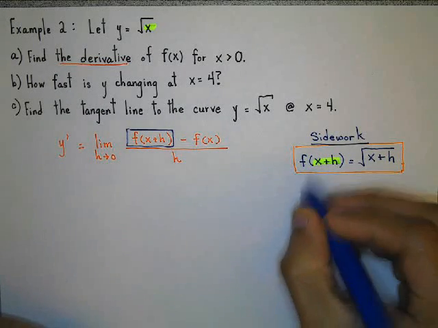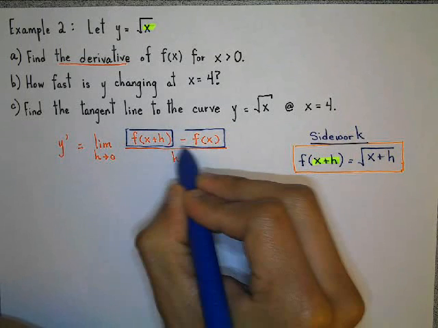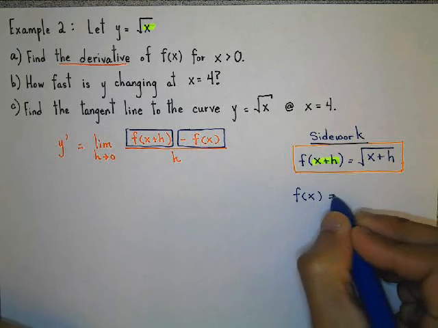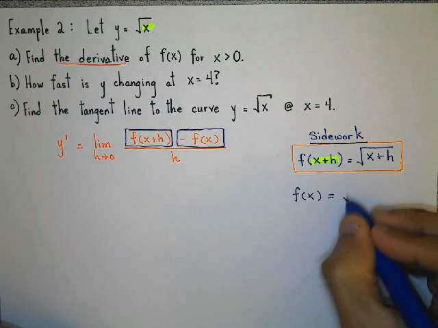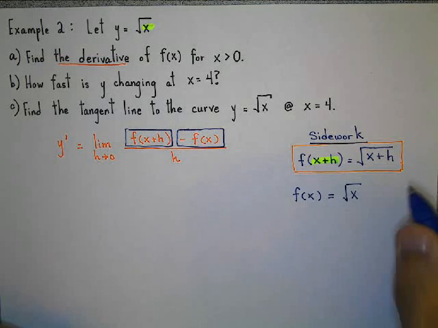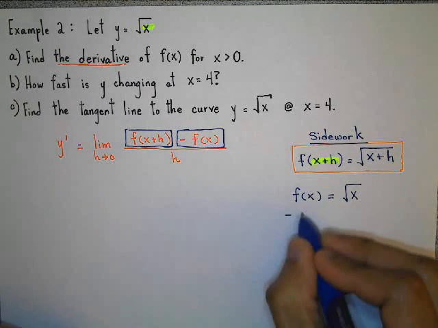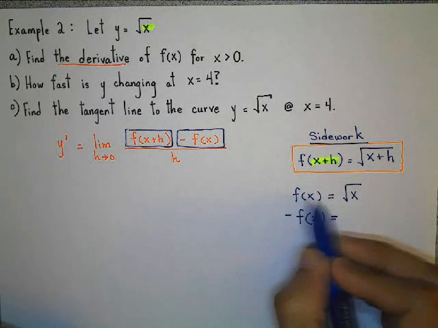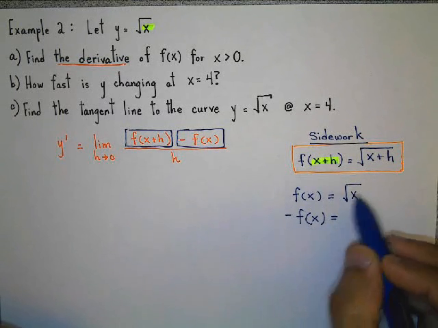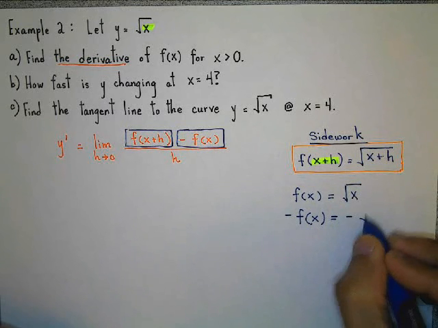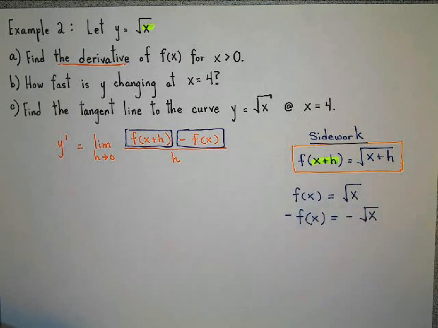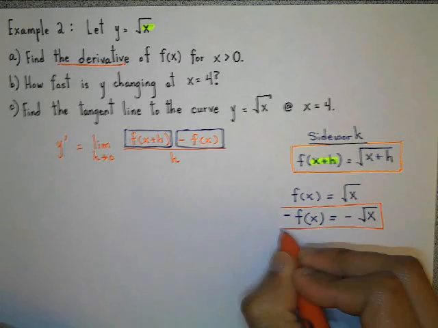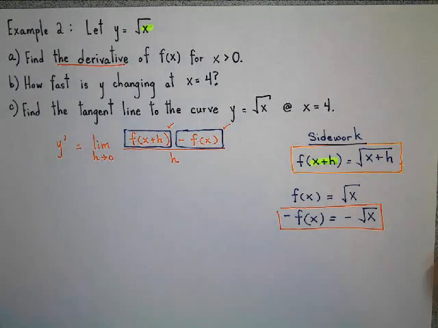The next thing we're going to have to find is this negative f of x. Notice that f of x is just the original function, which is the square root of x. The negative of f of x means we multiply by negative 1, and so negative 1 times the function gives us negative square root of x. So here we have the second piece.